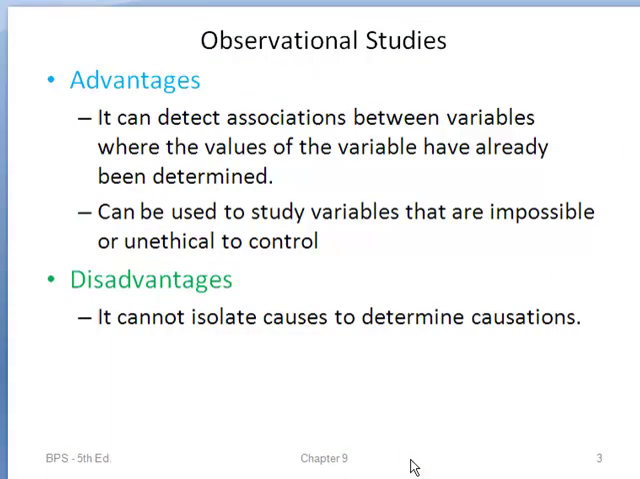Let's take a look at observational studies. The advantage here is we can detect associations between variables where the values of the variables have been determined. It can be used to study variables that are impossible or unethical to control. The disadvantage is we can't isolate cause to determine cause and effect. We won't be able to say that, but we can just say there's an association between two things.